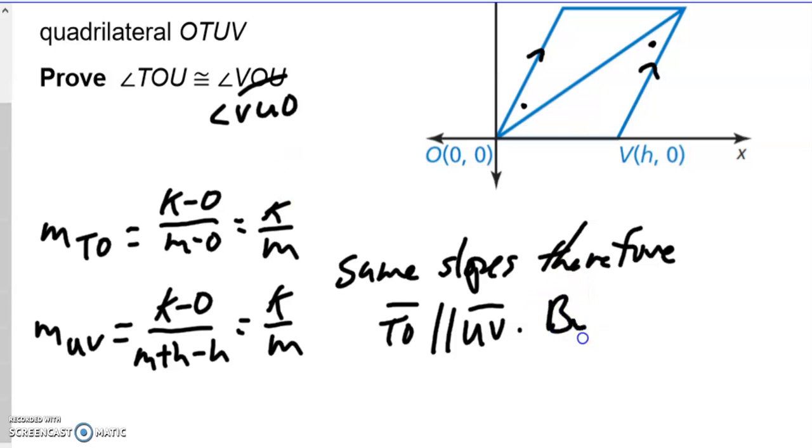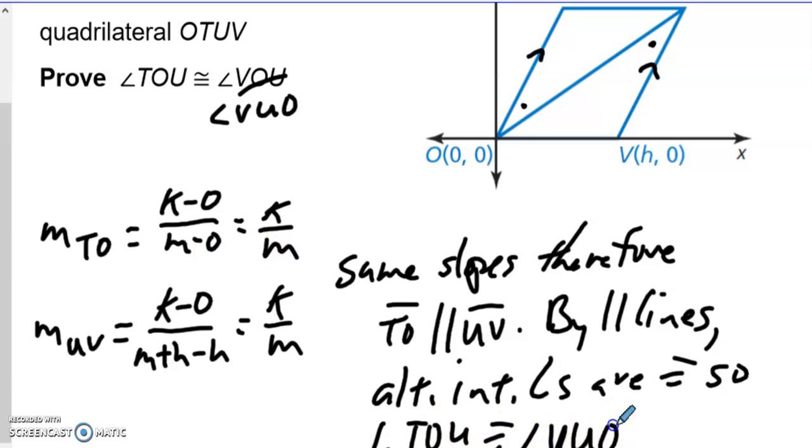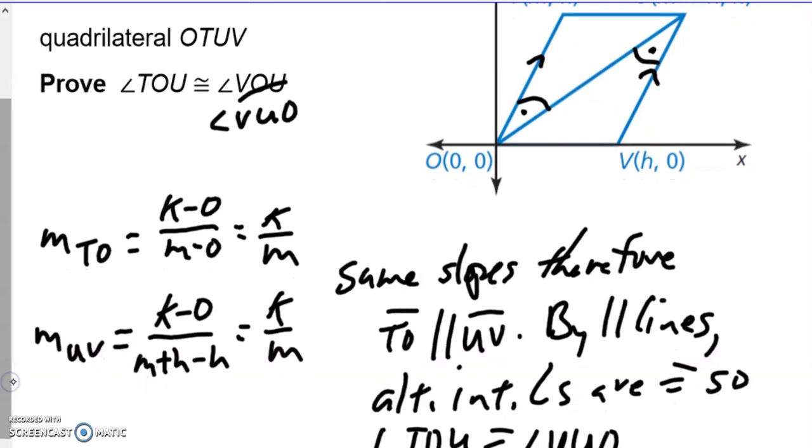By parallel lines, alternate interior angles are congruent. So angle TOU would be congruent to angle VUO. Again, once we prove that these are parallel, our transversal is OU, so these would have to be congruent angles. Okay, and this concludes the section on coordinate proofs.